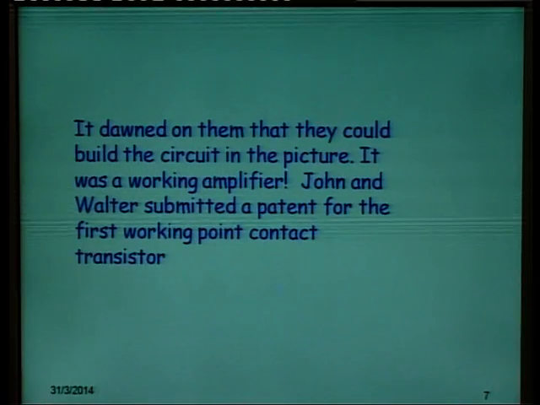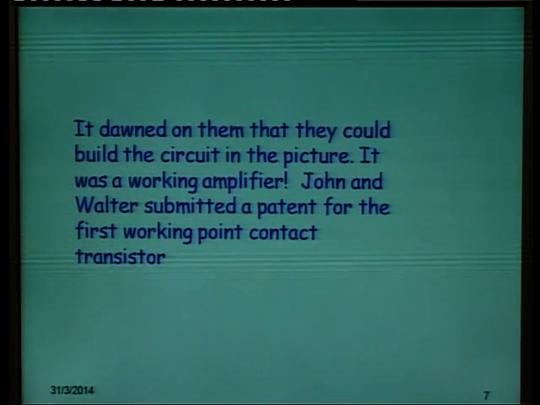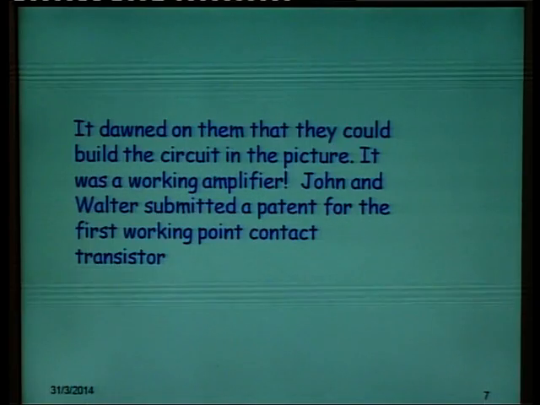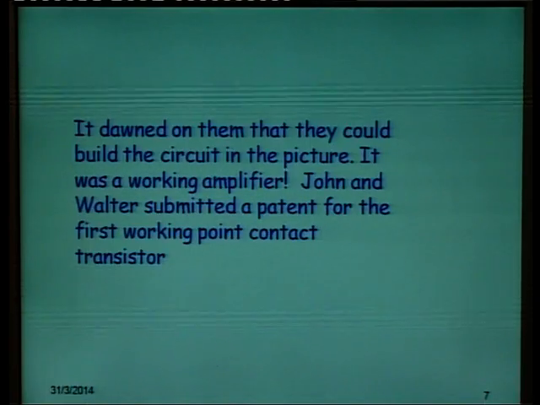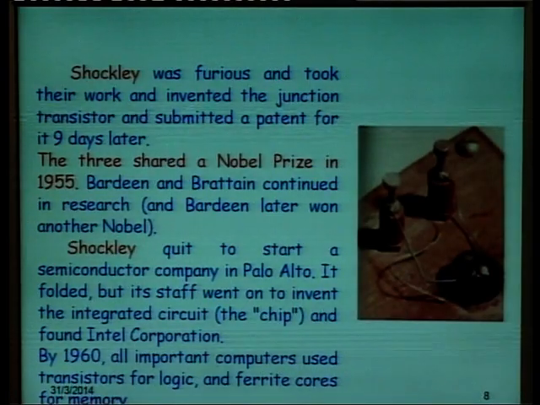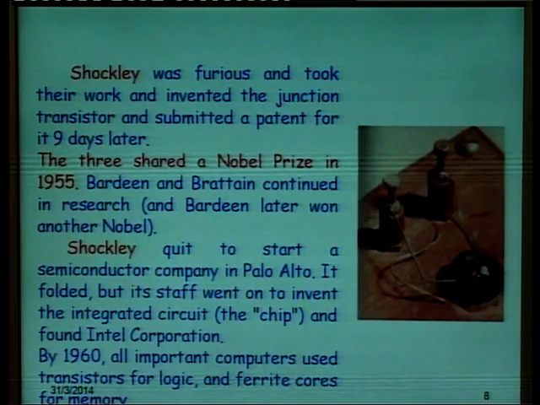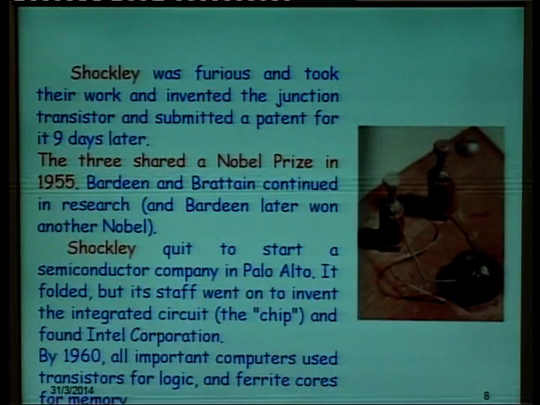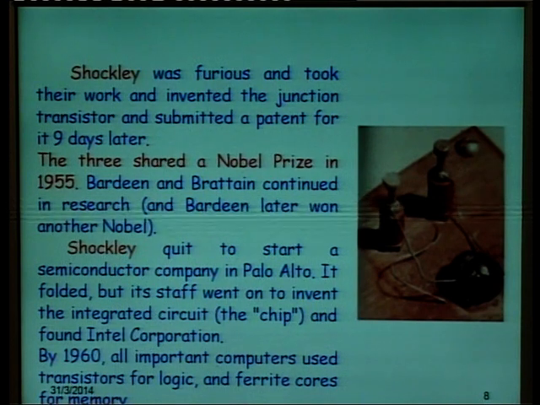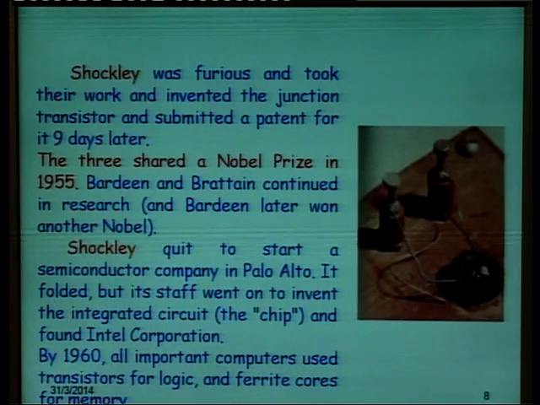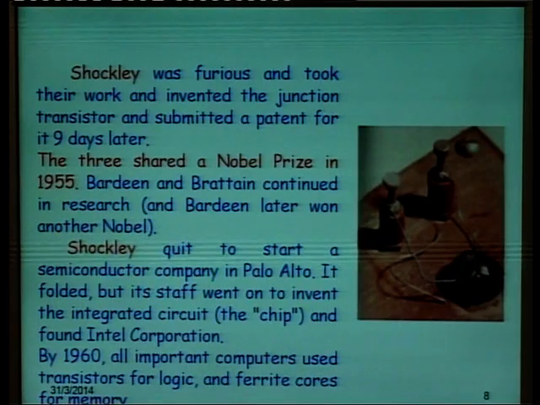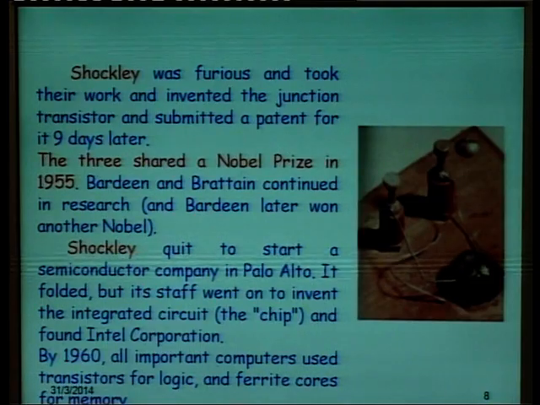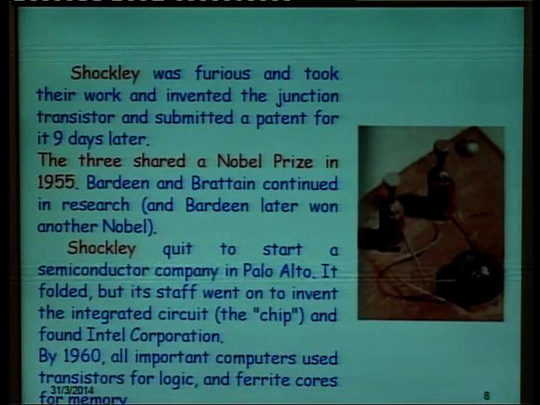It dawned on them that they could build the circuit in the picture. It was a working amplifier. John and Walter submitted a patent for the first working point contact transistor. The three shared a Nobel Prize in 1955. Bardeen and Brattain continued the research. Shockley quit to start a semiconductor company in Palo Alto. It folded, but its staff went on to invent the integrated circuit, that is the chip, and found what you today know as Intel Corporation.